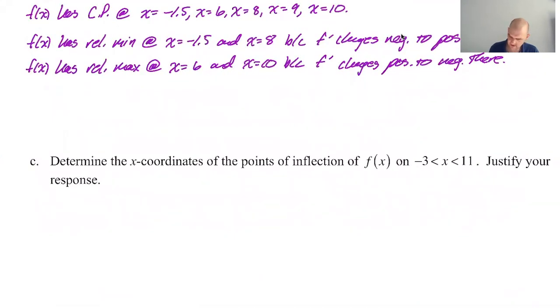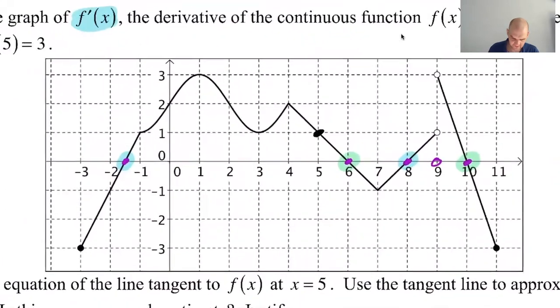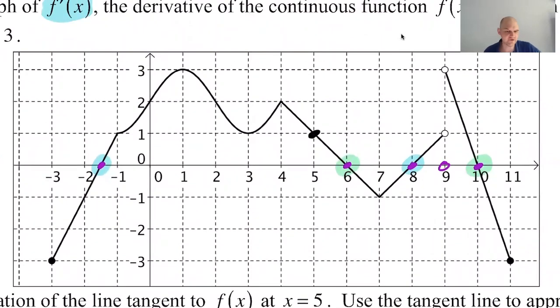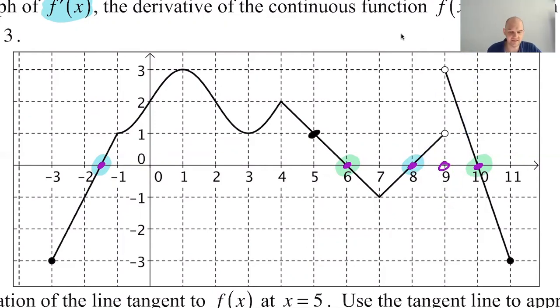Determine the x coordinates of the points of inflection and justify your response. All right, let's look. So points of inflection are going to be the relative extrema of the first derivative, because if the first derivative goes from increasing to decreasing or decreasing to increasing, it means the second derivative must go from positive to negative or negative to positive. So that's why we're searching for those. There is, however, another point of inflection that's not at a relative maximum or relative minimum of f prime. It's just at a place where f prime changes from increasing to decreasing.